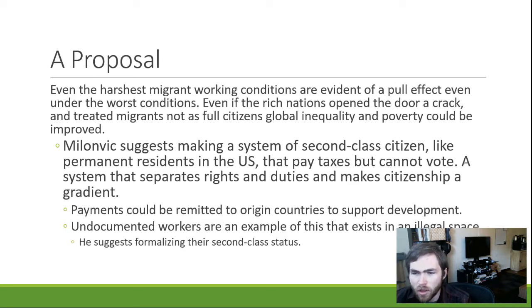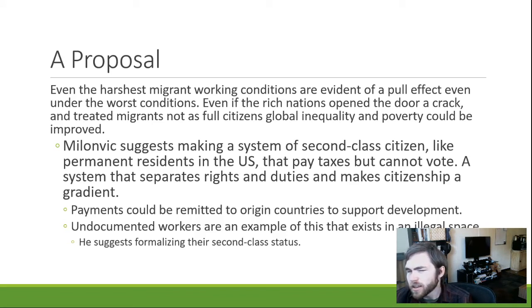Sorry, not Rodrik, Milanovic. So Milanovic suggests making a system of, not his words, second-class citizens, like permanent residents in the U.S. that pay taxes but cannot vote. This system separates the rights and duties, which makes citizenship a gradient rather than an absolute 1 or 0. There's an idea that some portion of their taxes would be remitted to their origin country to support development.